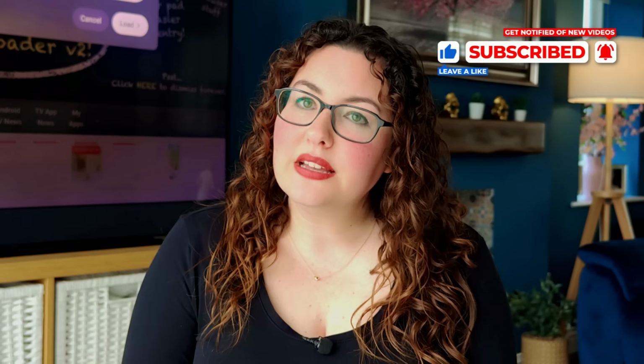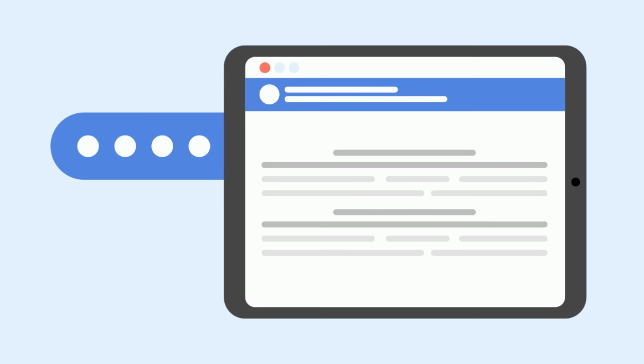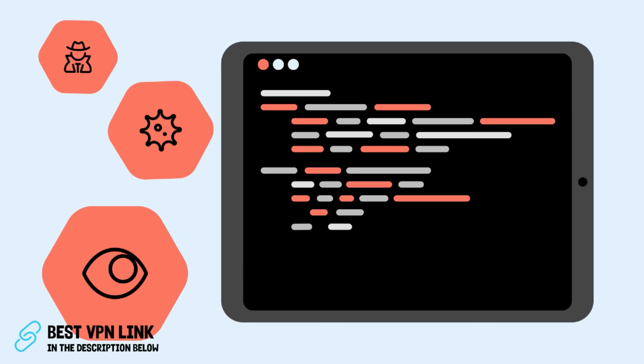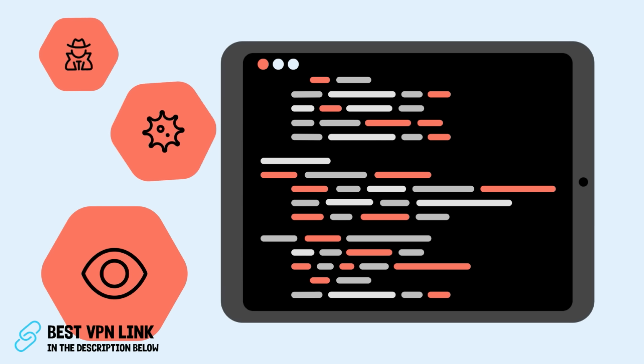But remember, sideloading is only half the battle. If you aren't using a VPN in 2026, your ISP can see exactly which unofficial apps you're using.